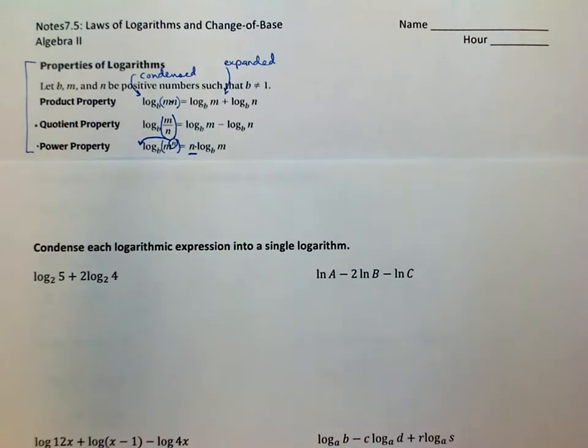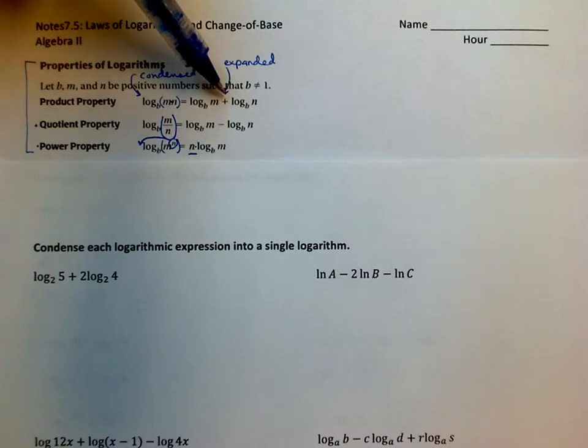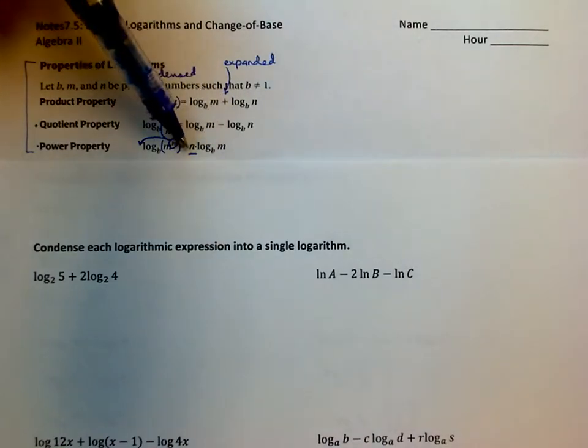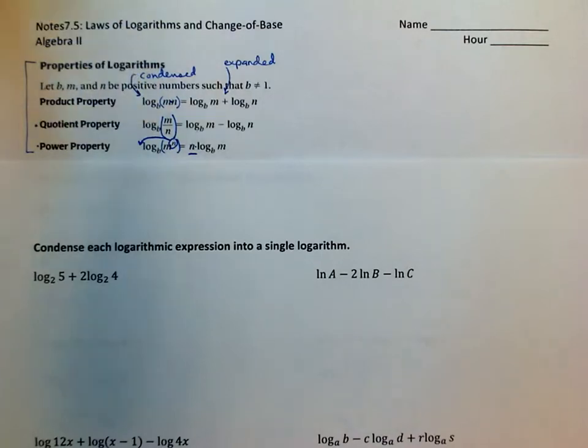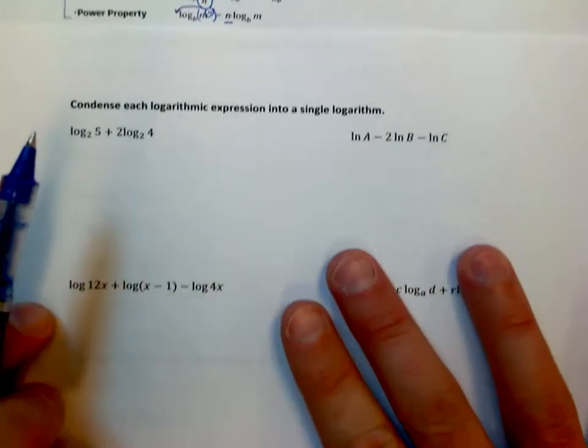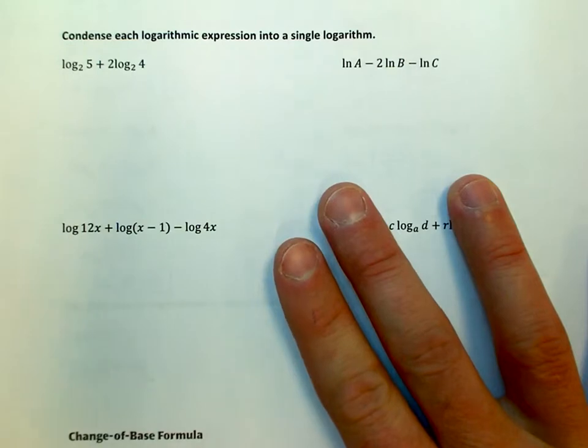Hi everybody, welcome back. Third video in today's series. We want to work with the properties of logarithms, the laws of logarithms. And this time we're going to work from the expanded form, which means we're adding and subtracting and having the number out in front. And we're going to move back to this condensed form where we're multiplying and dividing. Okay, so backwards of what we did in the last video.